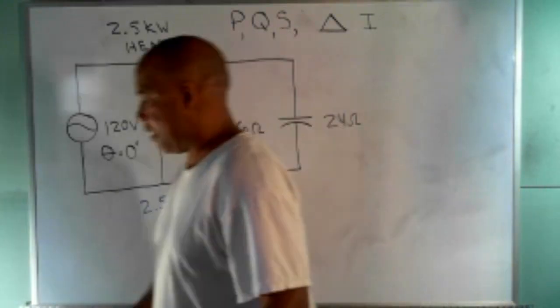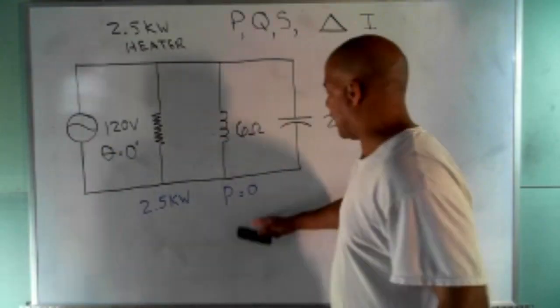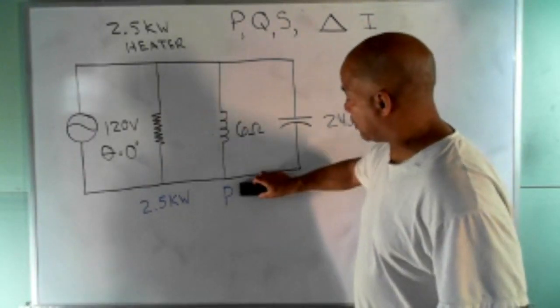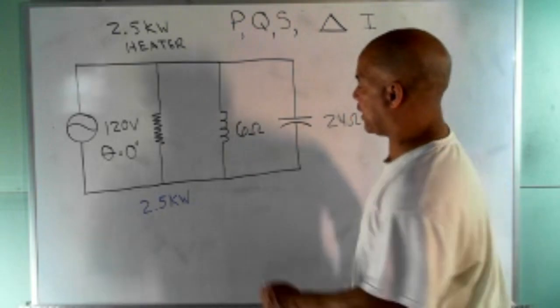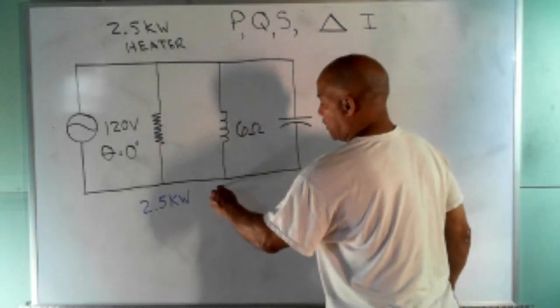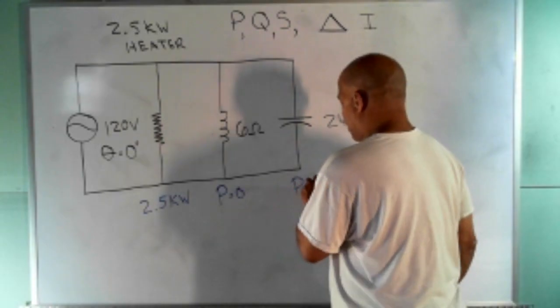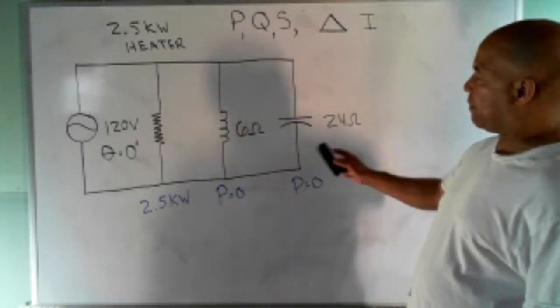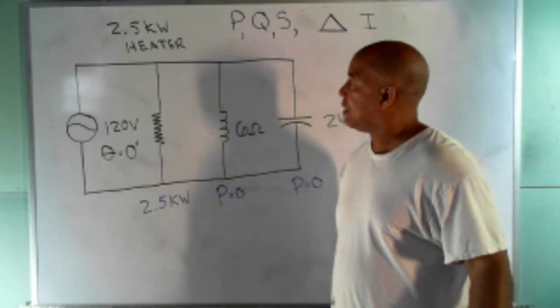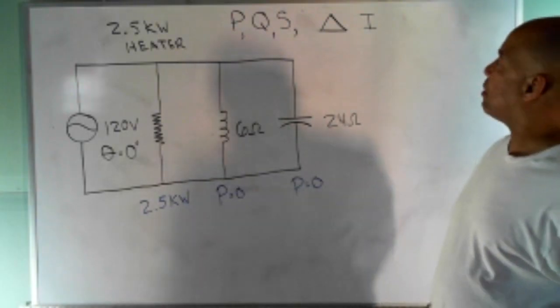Let me move the power over. So this column will be for both these reactive elements. Well, I guess I'll just do it individually. So this is P0, and this is P0. No power dissipated as heat. The only one I have is my heater.